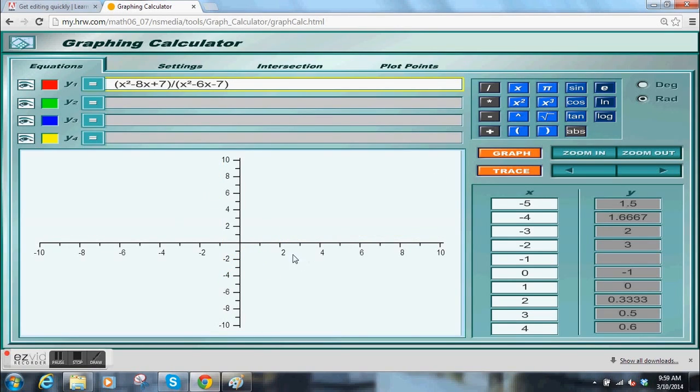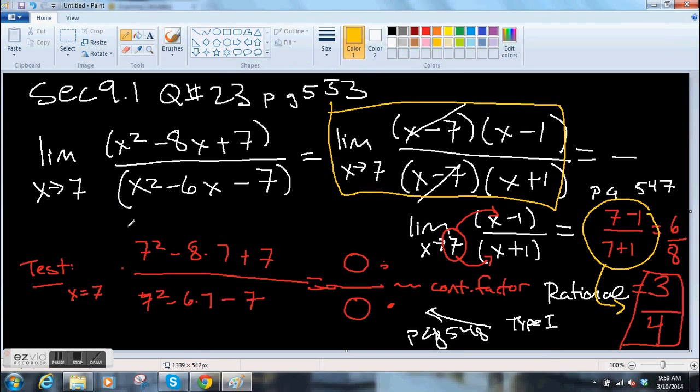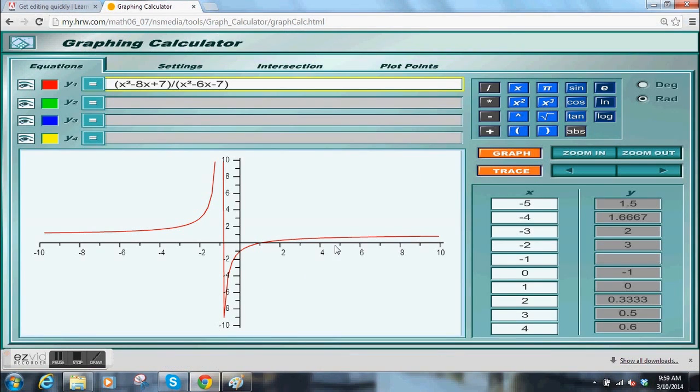Let's see if it'll do it. Come on, baby. Ta-da! So what this is saying, the limit as x goes to 7, let's go back to our graph. Here's 7. So the limit as this graph is going towards 7, this function right here is hitting the line 3/4. It's approaching 3/4. That's all it's saying. It's saying this graph, as you come along and you're going towards 7, it hits 3/4. And if you went that way, it's also going to 3/4.